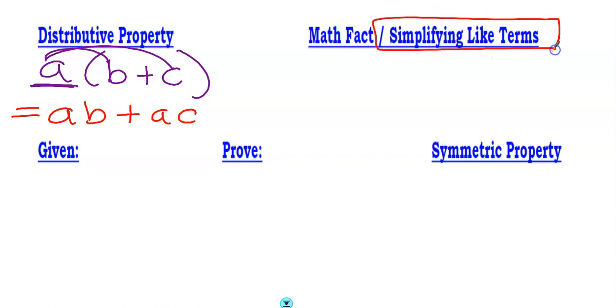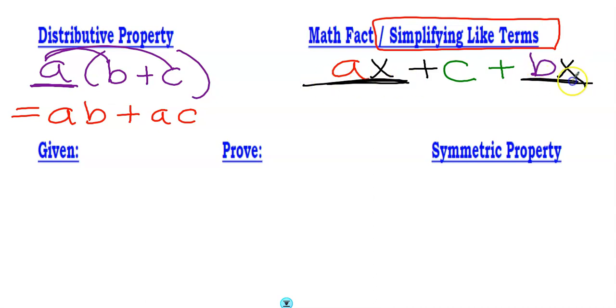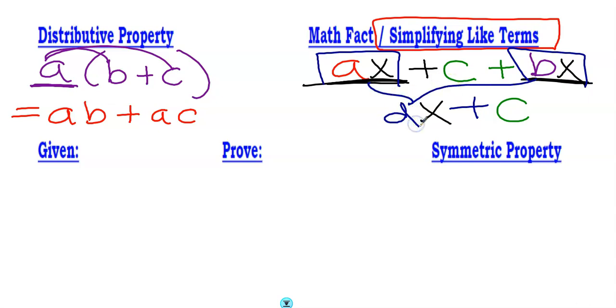Simplifying like terms. So if I had ax plus c plus bx, let me do a different color. Just want to make this as clear as possible. I'm going to combine the ax and the bx, because that's like terms, and then I'm just going to bring down the c. I'm going to add the ax and the bx together. So we can make that dx when you add them.